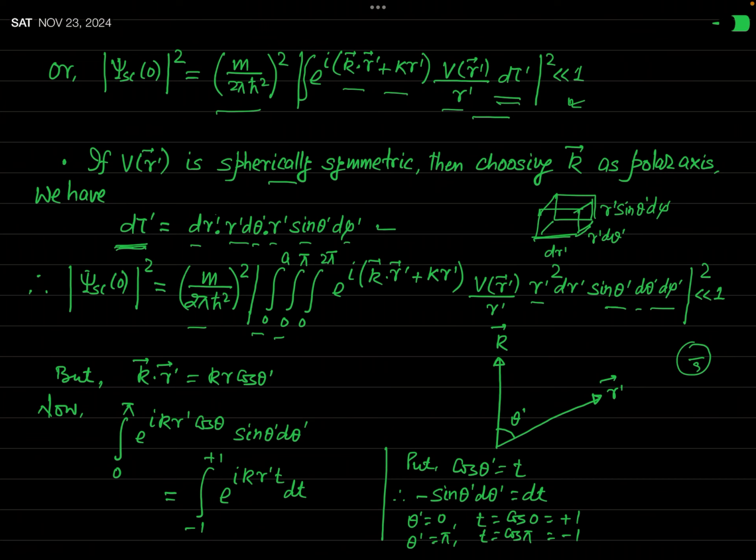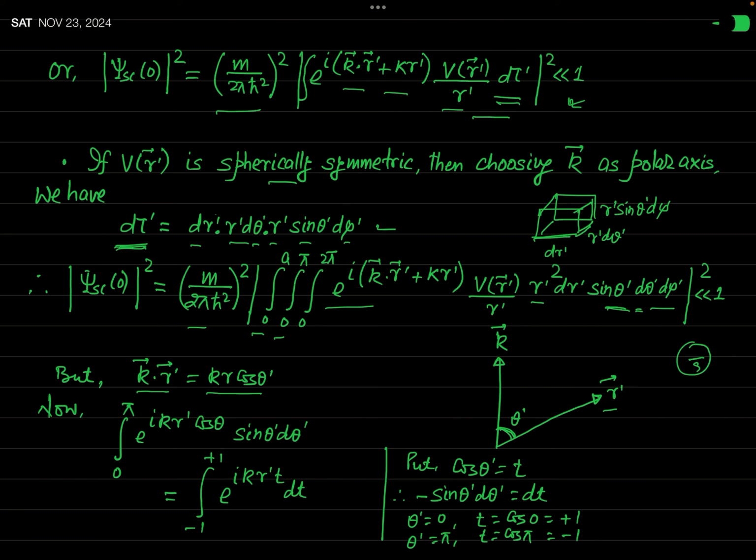But if you consider that this wave vector kappa makes an angle theta dash with respect to this r dash, then kappa dot r dash will be kr cos theta, and therefore when you evaluate this term e to the power i kappa dot r dash and sine theta dash d theta dash, it means first of all we are going to evaluate the integral with respect to theta dash.